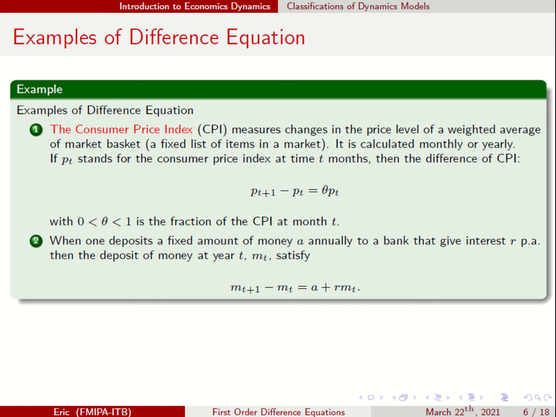Here is another example. When one deposits a fixed amount of money, say a dollar, annually to a bank that gives interest rate r per annum, then the deposit of money at year t, Mt, satisfies: the difference of the amount of money between this period and the last period is the fixed amount for every year plus the interest. This is the same as Mt plus 1 equals a plus, in brackets, 1 plus r, times Mt.